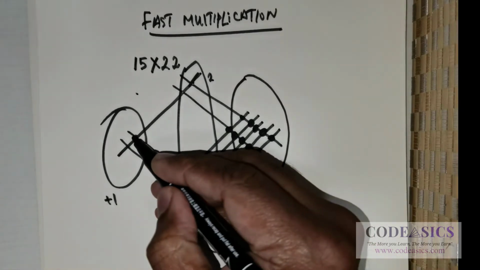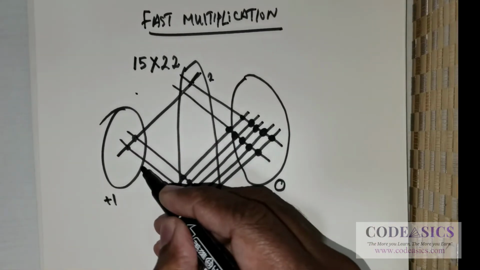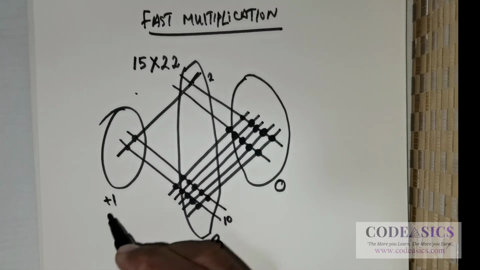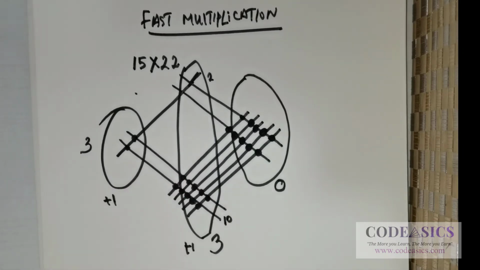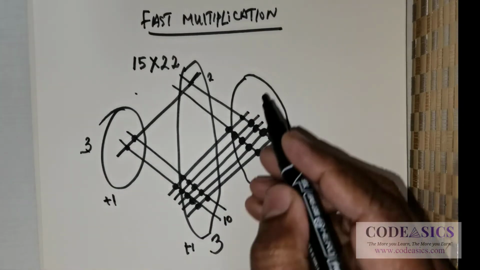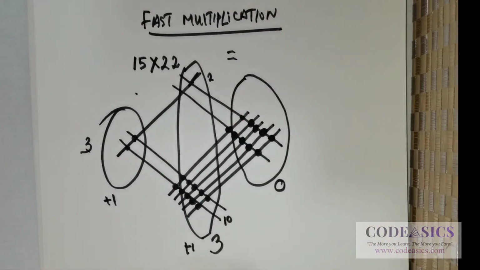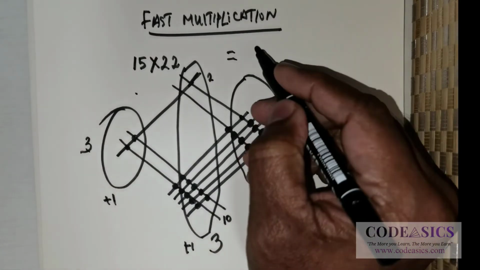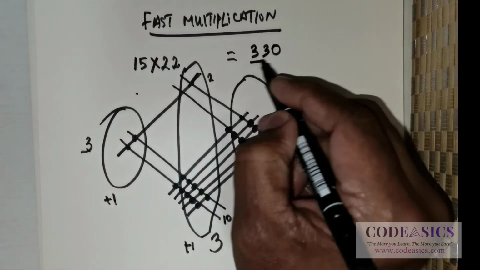Next, count the intersections here, 1 and 2. So you got 2 here, add this 1, and this is going to become 3. So now what you got to do is you have to just simply place these numbers. So this is equal to 3, 3, 0. 3, 3, 0. So this is the solution.